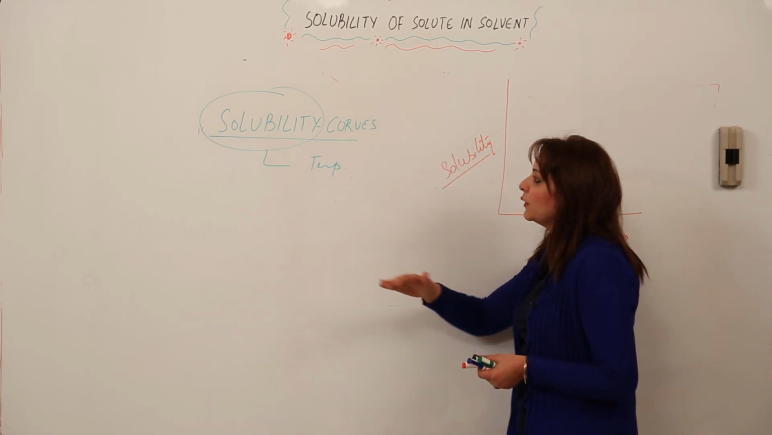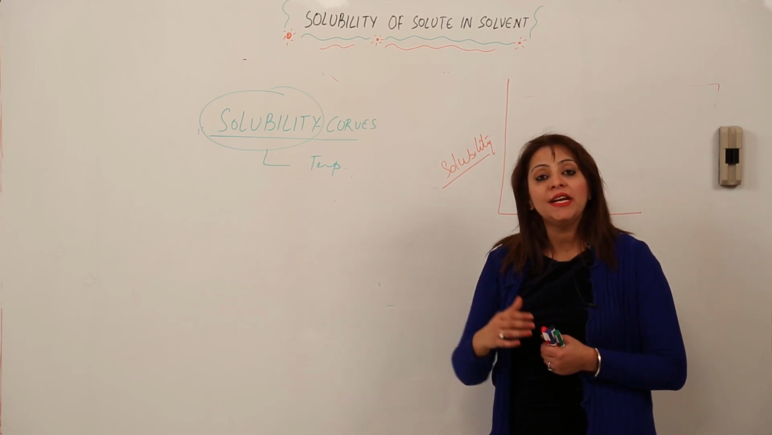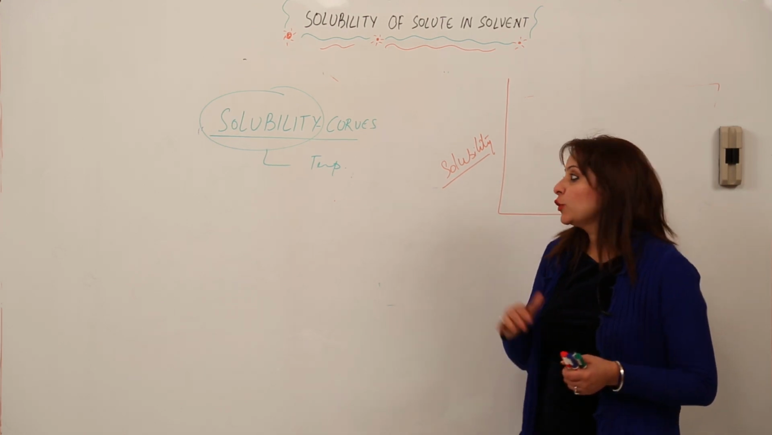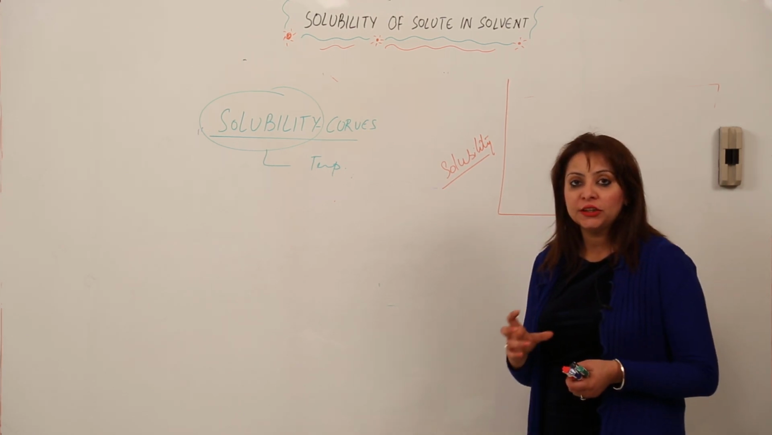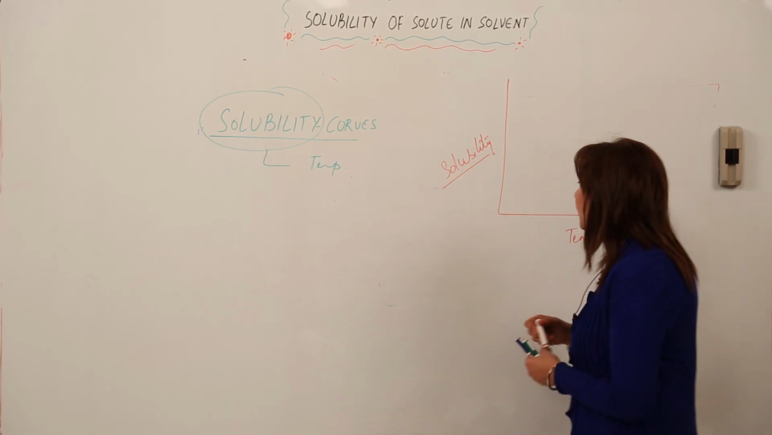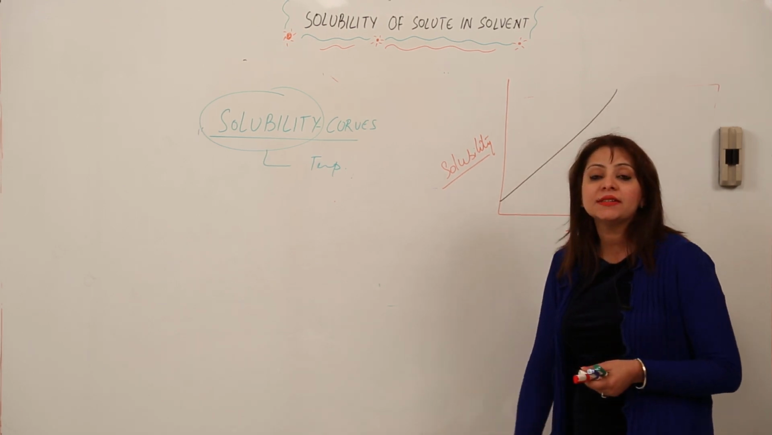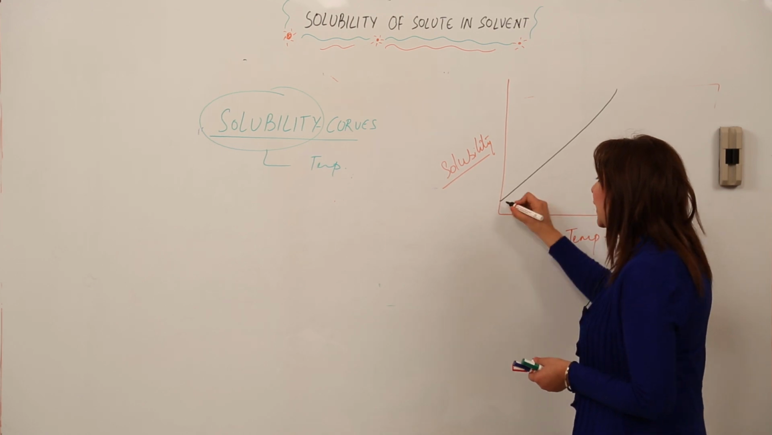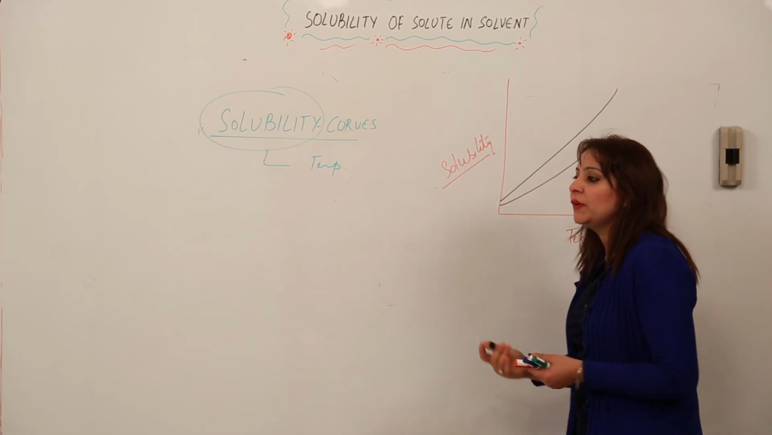See, so now I'm telling you about the solubility curves. The solubility is greatly affected by the temperature. If I plot the solubility against the temperature, we get different kinds of curves. In certain cases, the solubility increases with increasing temperature. Sometimes the increase is only slight, and sometimes it decreases with increase in temperature.